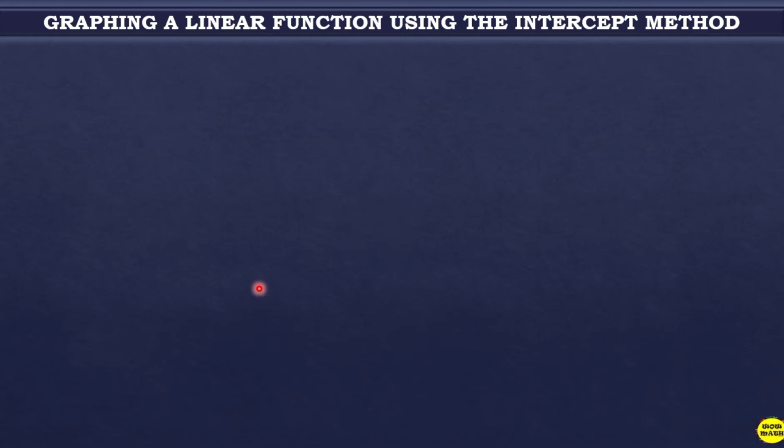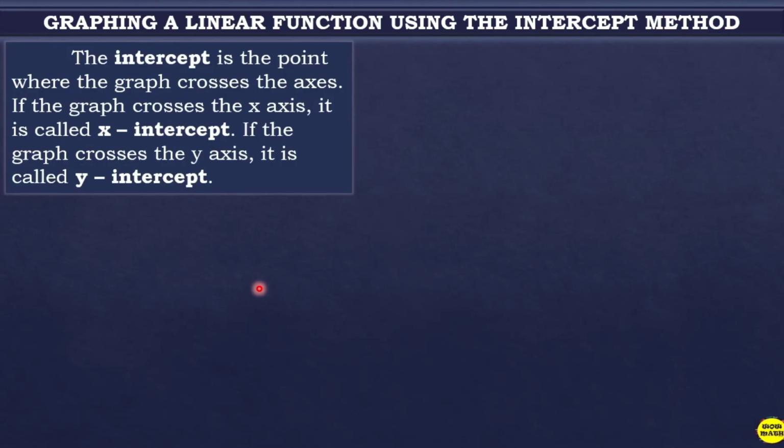Now, paano naman tayo mag-graph kapag ang given o ang gagamitin ay intercept method? Okay? So, the intercept is actually the point where the graph crosses the axis. Okay? So, halimbawa, nag-cross siya sa y-axis, y-intercept yon. Halimbawa, nag-cross siya sa x-axis, x-intercept ang tawag natin doon. Okay? So, paano tayo mag-graph ng linear function using the intercept method? So, kanina, pinakita natin kapag table of values, paano i-graph. Ngayon naman, using the intercept method.